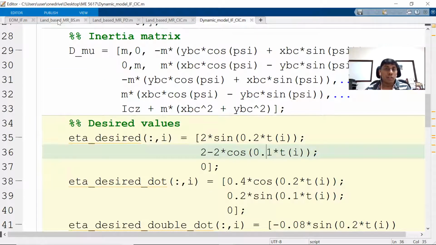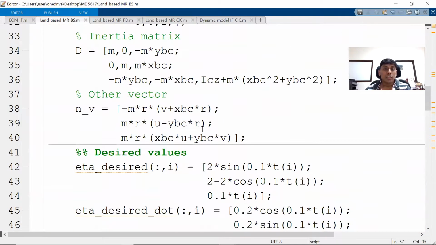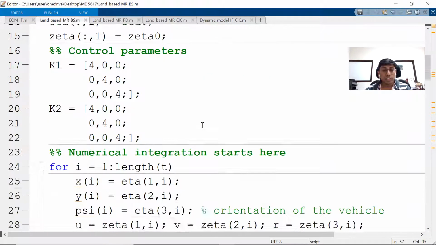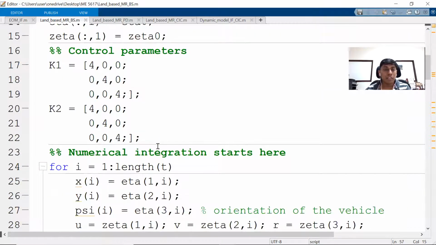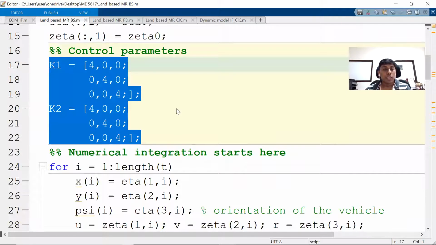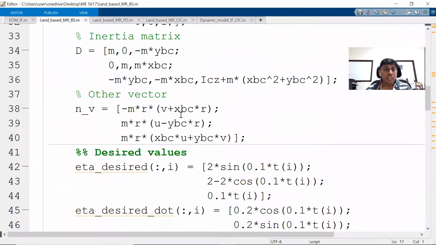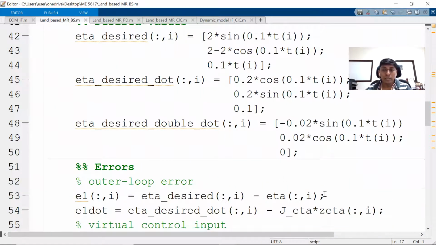So now we will go to the backstepping case. The scenario and everything else is the same. Instead of KP and KD, we have considered K1 and K2. The inner loop will control the velocity and the external loop will control the position. We assume that eta is the external loop parameter we need to consider, so E1 would be eta desired minus eta, right?